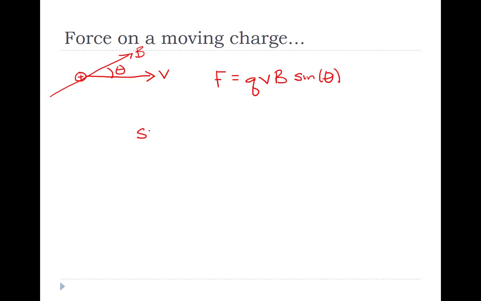And weirdness happening. So remember, the sine of 0 is 0, and the sine of 90 degrees is 1, meaning that the magnetic force is as big as it's going to get when the charge is moving perpendicular to the magnetic field. It also means that the force will be 0 when the charge is moving in the same direction as the magnetic field.